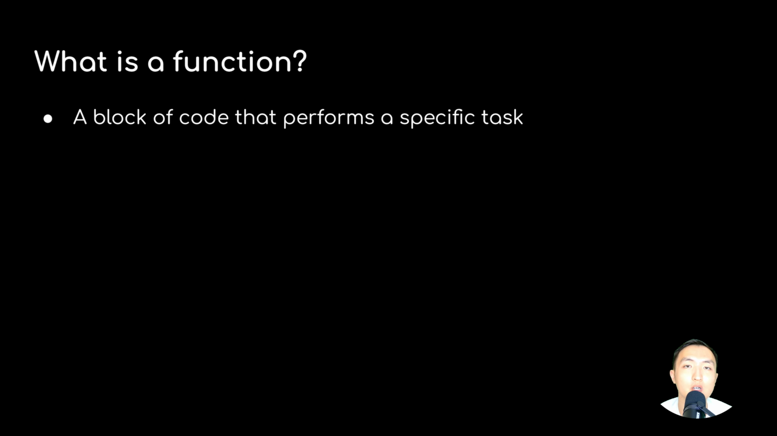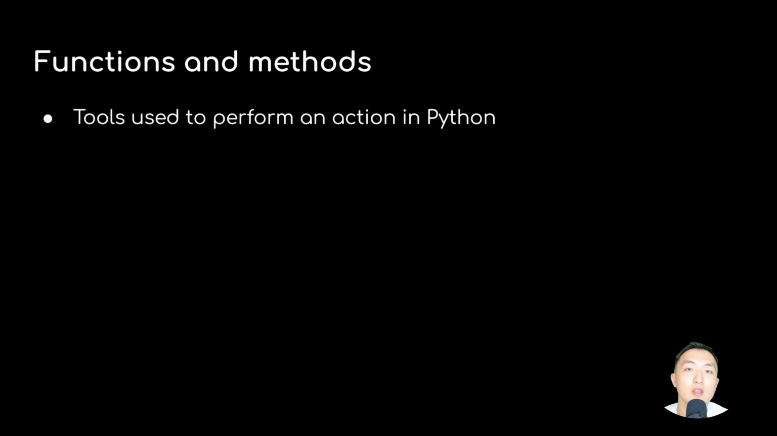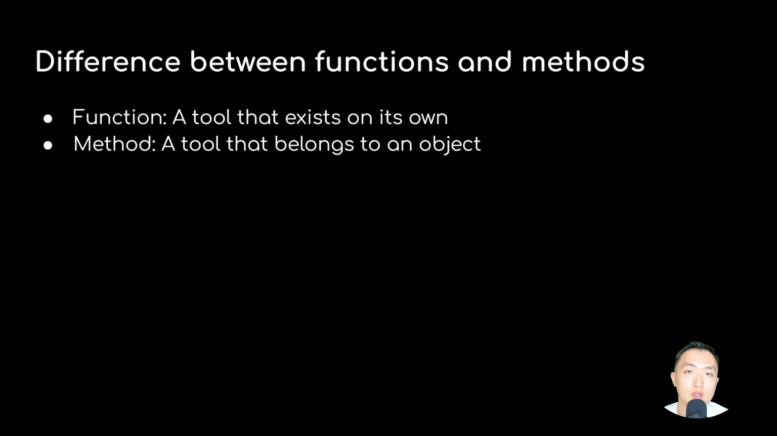Moving on, let's talk about what a function really is and how it relates to methods. A function is a block of code that performs a specific task, while a method is a function that belongs to an object. You can think of both functions and methods as tools to perform an action in Python. The difference between them is a function is a tool that exists on its own, while a method is a tool that belongs to an object.